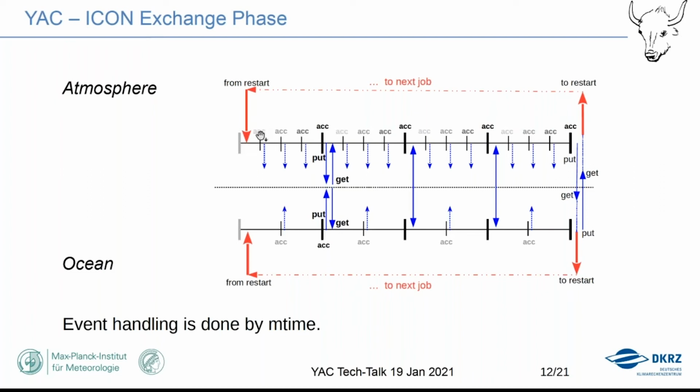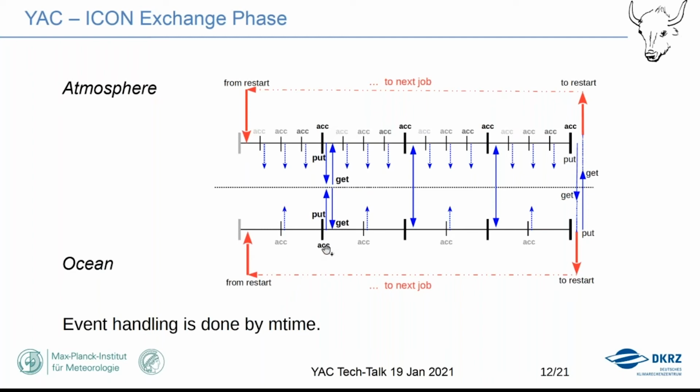Then each side, atmosphere and ocean, calls inside this module subroutine, which I briefly mentioned, an fput call, which stores the data into the library. Then at a coupling time step, the data is actually interpolated, redistributed and sent to the remote side, where it can be retrieved at the matching FGET call at the same coupling time step.